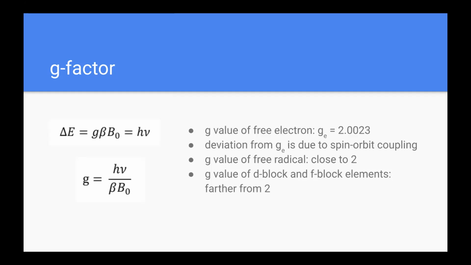If you have a much larger G value, a larger deviation, then that means that spin orbit coupling has a greater effect. You have a larger nucleus. You're probably talking about D and F block elements, maybe transition metals, something like that.